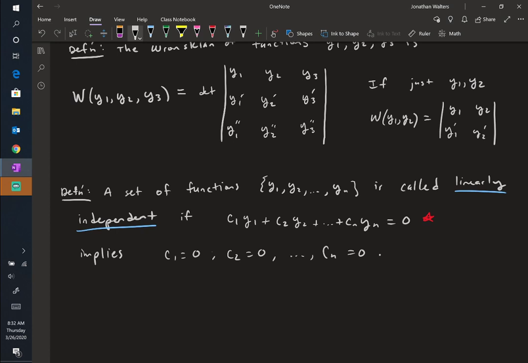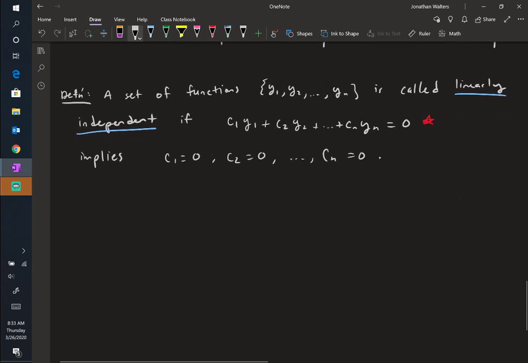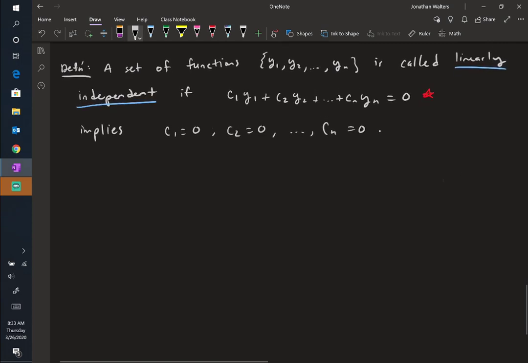If there were one coefficient that were not 0, I could solve for that coefficient in terms of everything else. I could solve for one function in terms of all the other functions. And then one function would be a linear combination of the others. We'd call that linearly dependent. So that's what it means to be linearly independent: the only way that this equation with the red star can be satisfied is if we have all the coefficients equal to 0. Now, that's really hard to check. So what we can do is check the Wronskian instead.